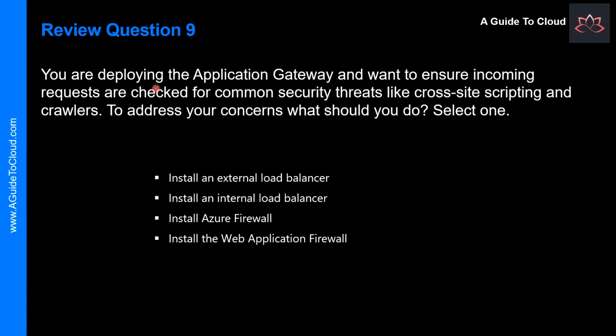Let's look at the last question. You are deploying the application gateway and want to ensure incoming requests are checked for common security threats like cross-site scripting and crawlers. To address your concerns, what should you do? So we learned about this when we were talking about application gateway. So the correct answer is install the web application firewall. The web application firewall is an optional component that handles incoming requests before they reach a listener. The web application firewall checks each request for many common threats based on the Open Web Application Security Project, or OWASP.